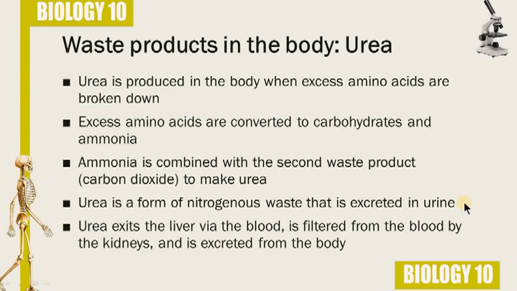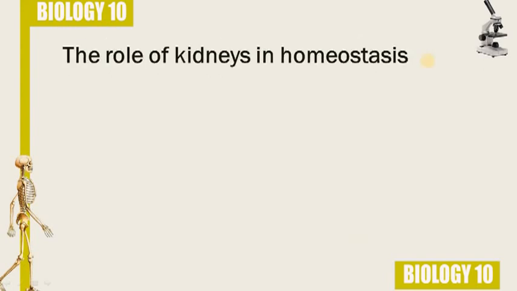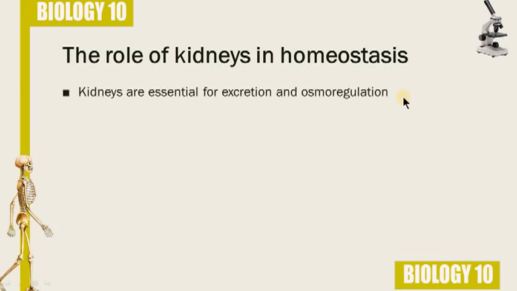It must be excreted from the body. It exits the liver via the blood and is filtered by the kidneys. It is then excreted as urine. Let's look at the role of the kidneys.